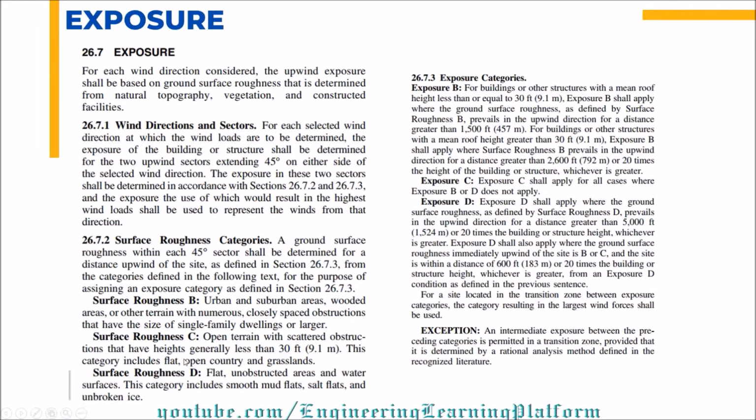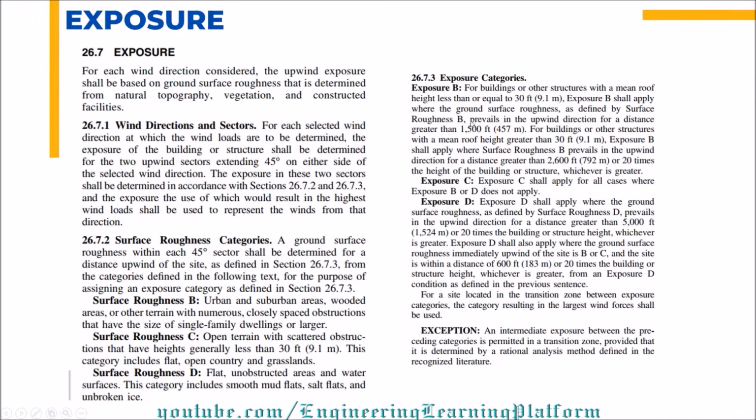And the next is, let's say your building is located in a region where there is no other building or any other obstruction that can obstruct the wind pressure. So there a large amount of wind pressure will be coming to your building. So that will be like surface roughness D. So this is what is meant by surface roughness.